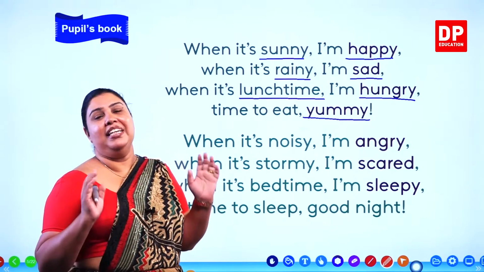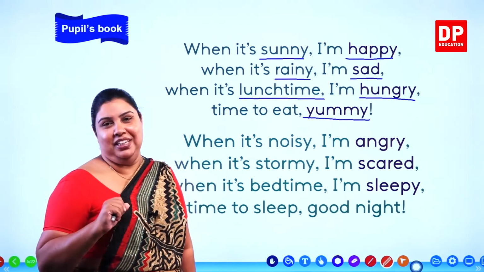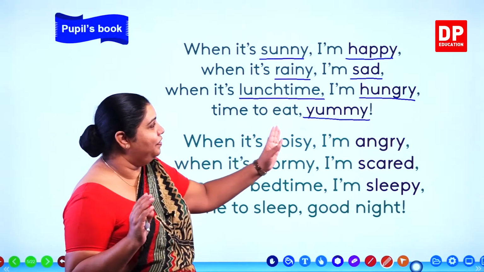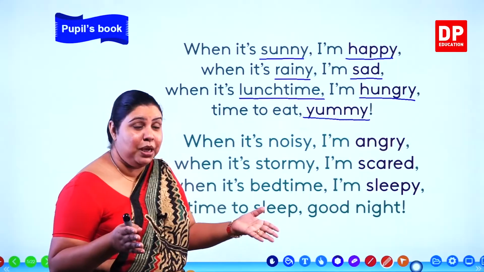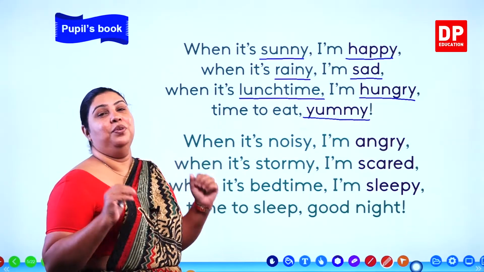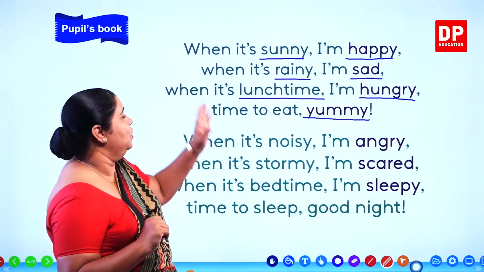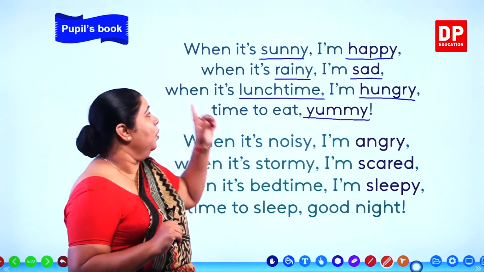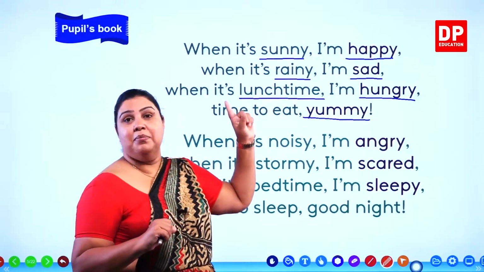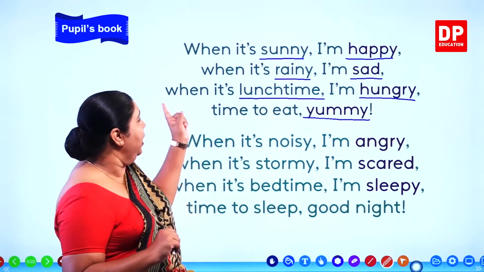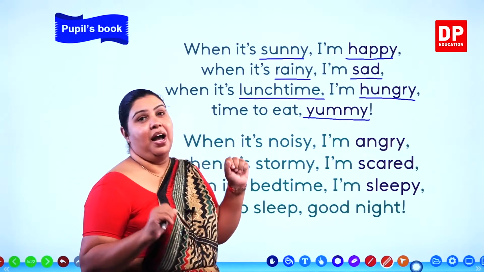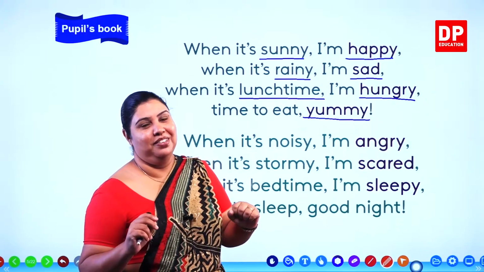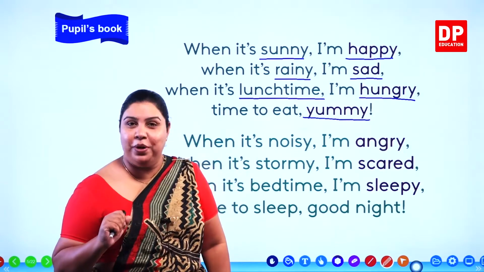Our food is very tasty today. It's so yummy. And then you enjoy your food. Right? So that is how you will feel when the lunch time comes, when you're hungry and the food will taste very yummy. So when it's sunny, I'm happy. When it's rainy, I'm sad. When it's lunchtime, I'm hungry. Time to eat yummy. Okay, that is the first part of our poem.